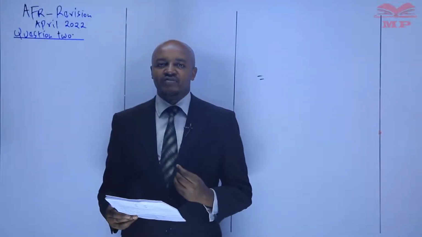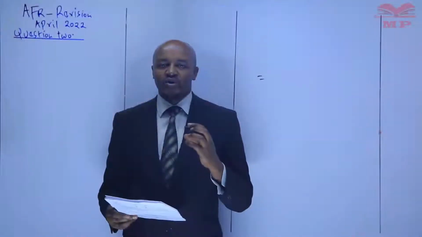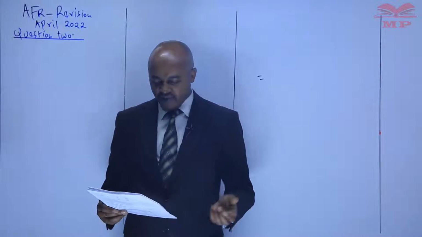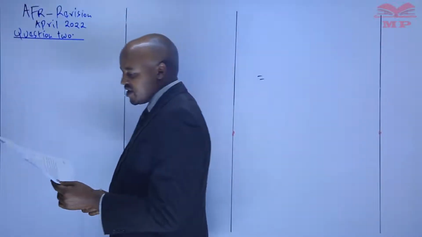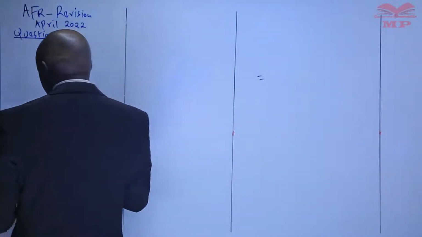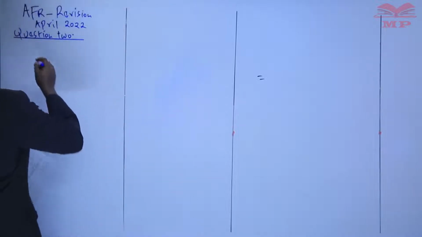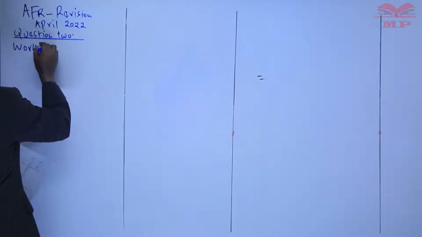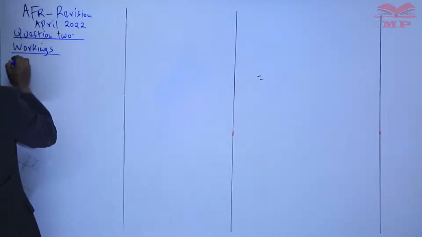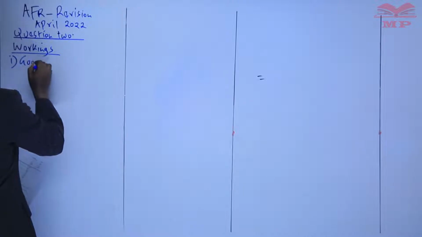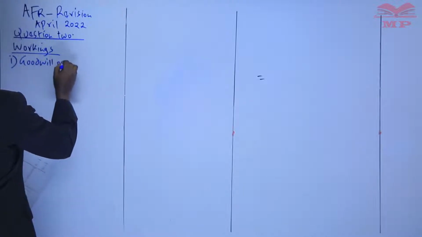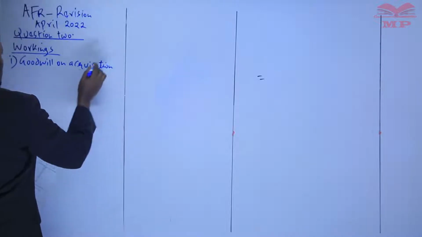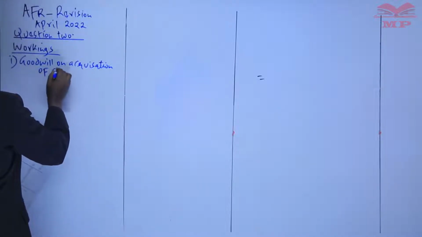So if you're given such information, it is obvious that when computing the goodwill, you compute it using the partial goodwill method. Therefore, let's start by computing the goodwill on acquisition of S Limited. So this will be our workings. Working 1, we start by computing the goodwill on acquisition of S Limited.